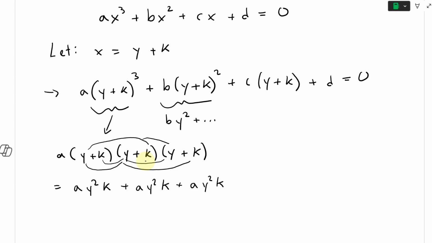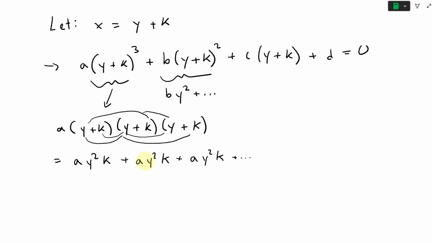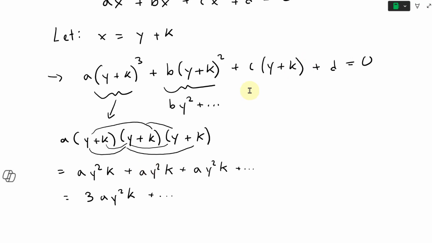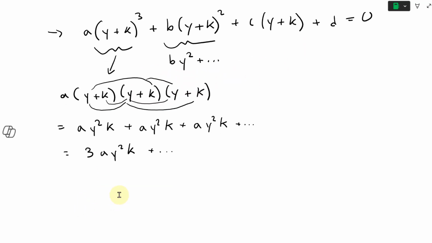And now for completeness, I'm just going to write this whole thing out as plus dot dot dot, because you're going to have other stuff there, but all we want is these ones here. We're not dealing with the y cubes or whatnot. This is going to sum it all up. They're all exactly the same, so 3 a y squared k, like that. And just for completeness, the whole thing is plus dot dot dot. We want this right here to cancel out with this, so what we'll do is just add those up and make them equal to 0.